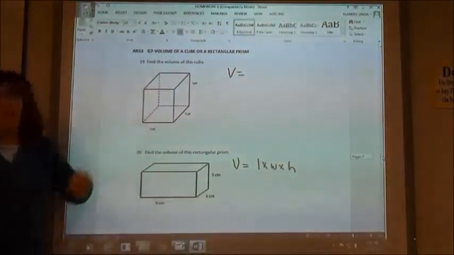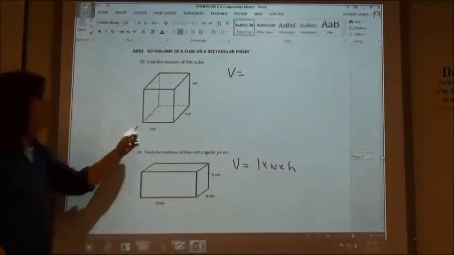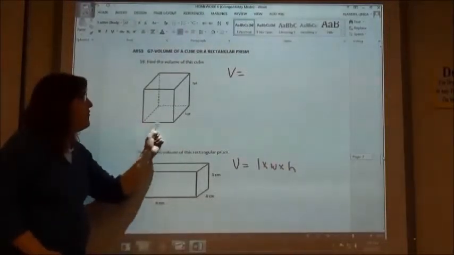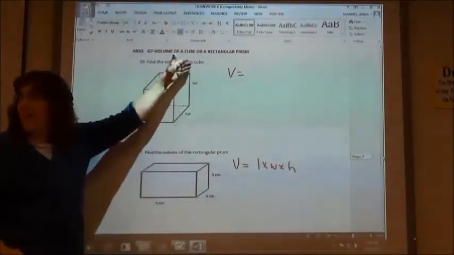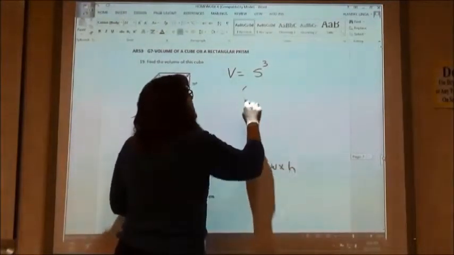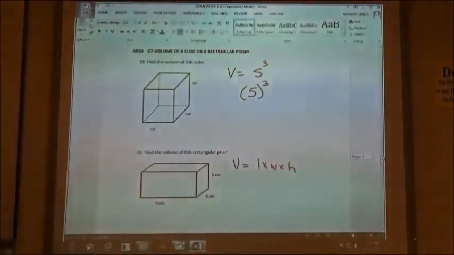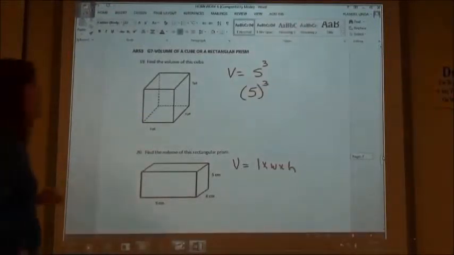Now when I have a perfect cube, my length and my width and my height are all the same thing, right? To find the area of the bottom, I take the 5 times the 5, and then the height times another 5. So they're going to tell you that you can just take the side to the third power. We had that little button on our calculator that had x to the third. So you could do 5 to the third on your calculator, or 5 times 5 times 5, and you come up with 125.